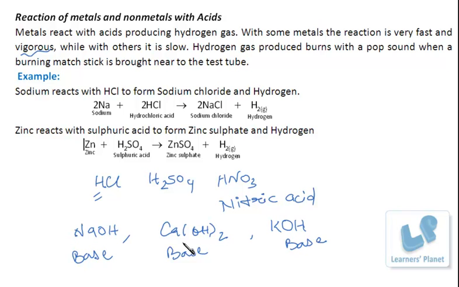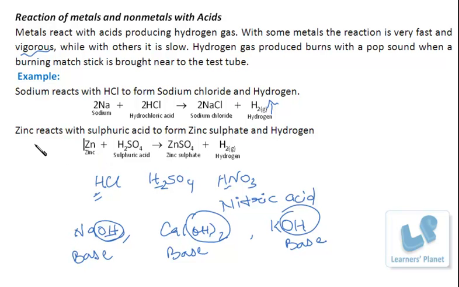So what is the difference between an acid and a base? An acid has H, and calcium hydroxide and potassium hydroxide have hydroxide entities, that is OH. In this case, sodium reacts with hydrochloric acid forming sodium chloride. Na is for sodium, Cl for chloride, and hydrogen gas is evolved.